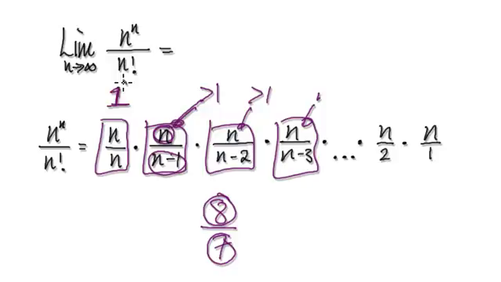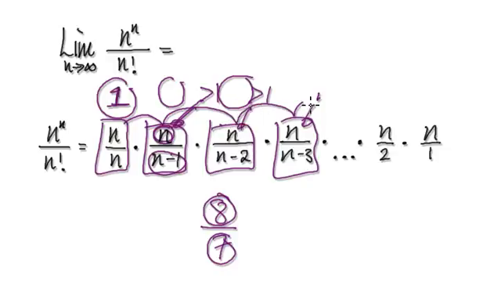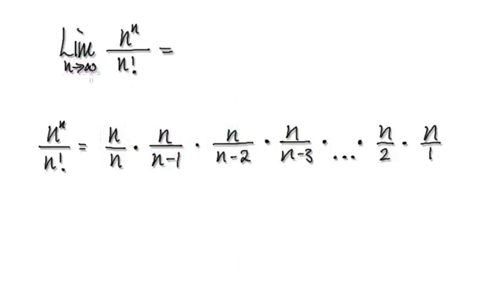So you start out with 1 times a number that's bigger than 1 times a number that's bigger than 1. Your overall thing will just get bigger and bigger because each time you're multiplying by a number that's bigger than 1. So as n heads towards infinity, this is going to head towards infinity. The limit here is anything other than 0.